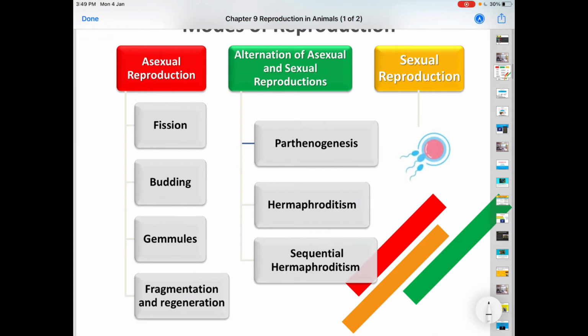Okay, so these are the examples of asexual reproduction. We have fission, budding, gemmules, fragmentation, and regeneration. For alternation of asexual and sexual reproduction, alternation means in the middle. They have both. They can be asexual, they can be sexual reproduction. So there are three types: parthenogenesis, hermaphroditism, and sequential hermaphroditism. And the last is sexual reproduction, which involves the fusion of the sperm and the egg.